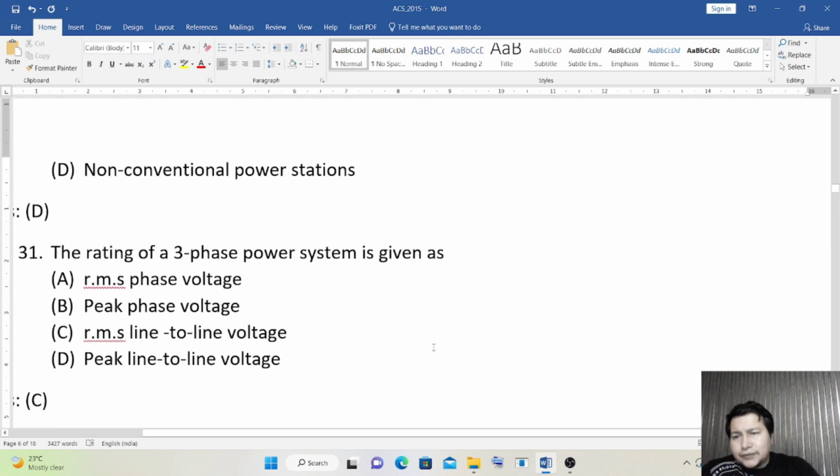Question 31. The rating of a three-phase power system is given as RMS phase voltage, peak phase voltage, RMS line to line voltage, peak line to line voltage. The correct option is option C, RMS line to line voltage.